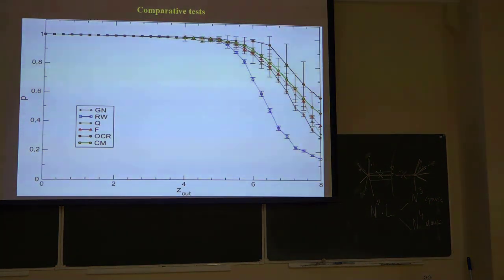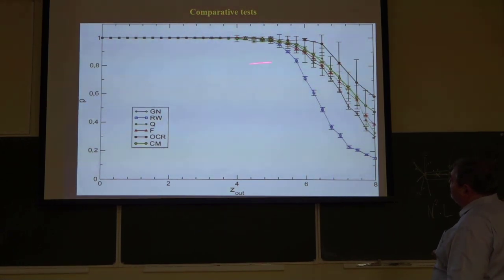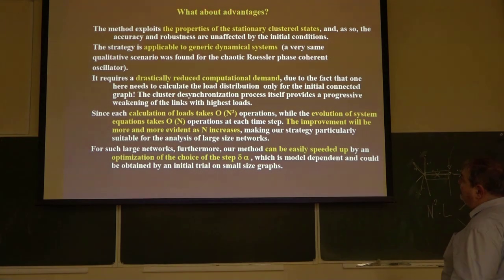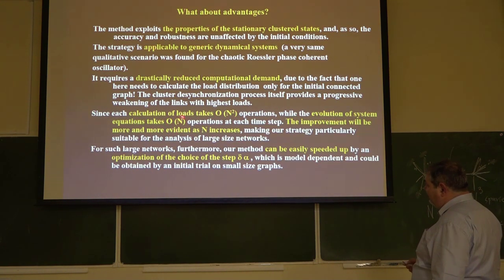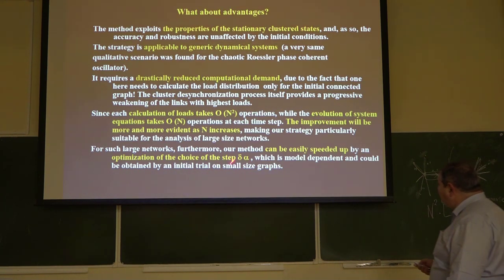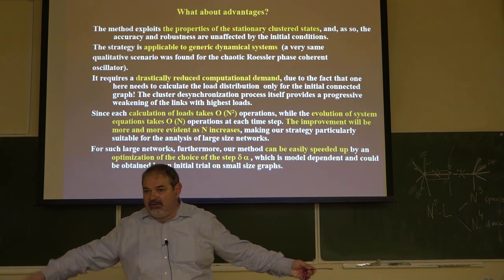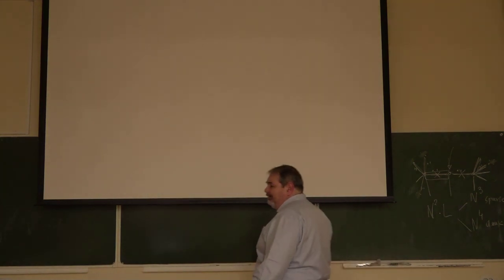Again, this is n squared. You can compare this mechanism in the comparative test for the quality of your predictions, and the results are very good. The advantage, of course, is that each calculation of loads takes order n squared operations, while the evolution of the system equation takes order n operations at each time step. So the improvement is more and more significant as n increases. With this, you can treat problems with large-scale networks that you cannot treat with Girvan and Newman. And that's all for today.